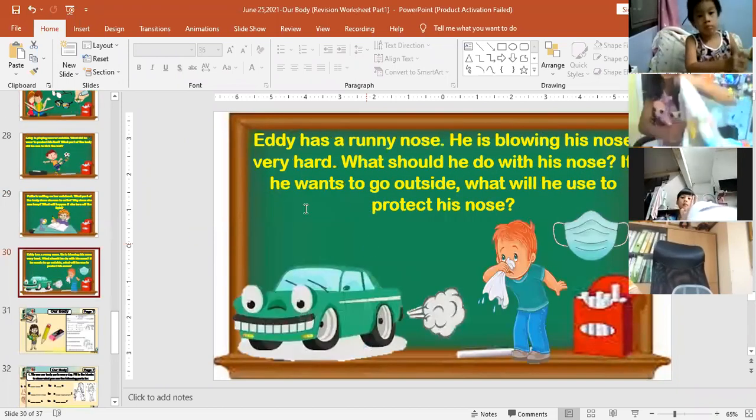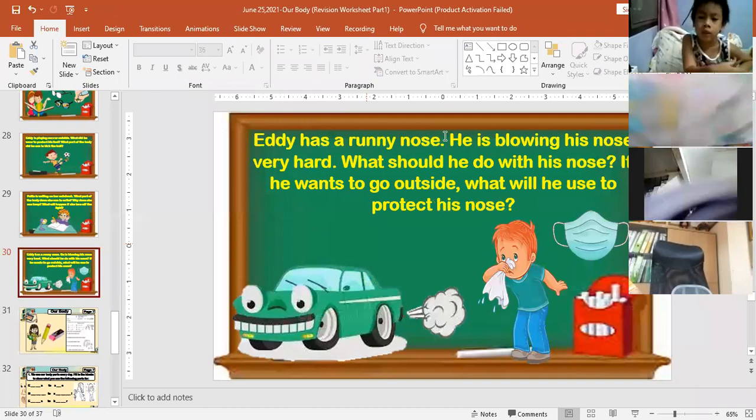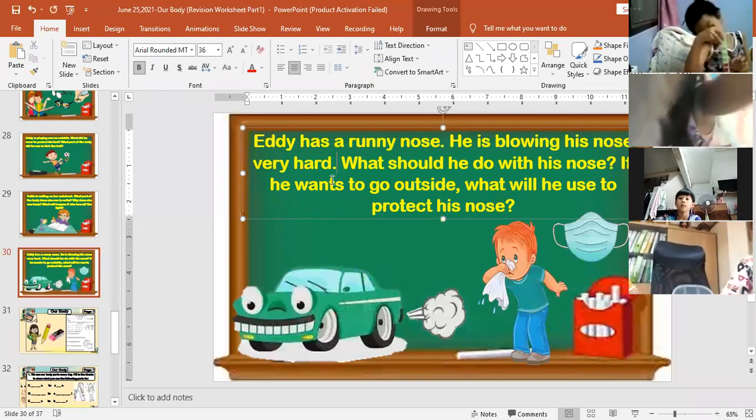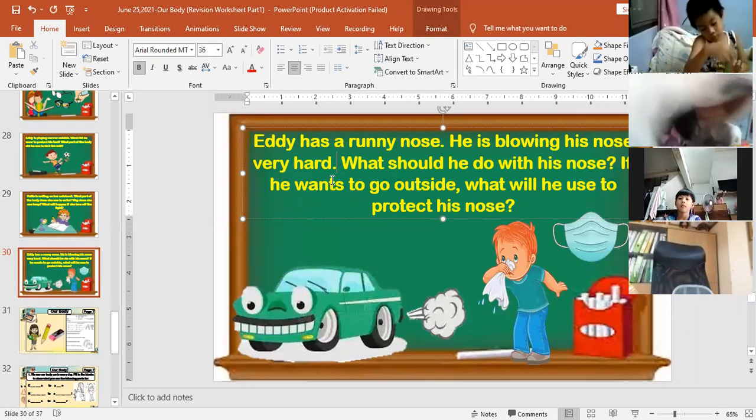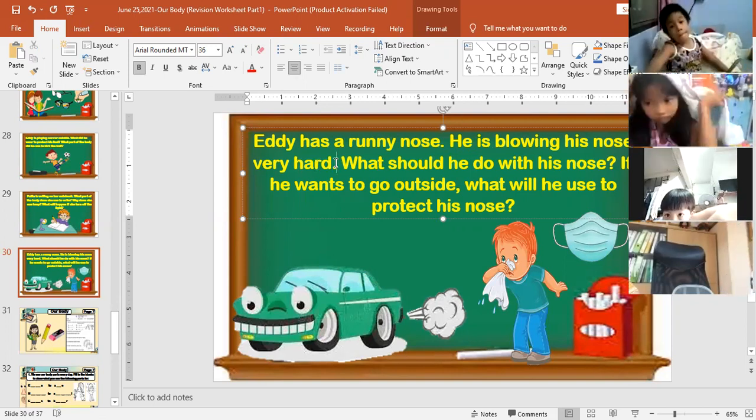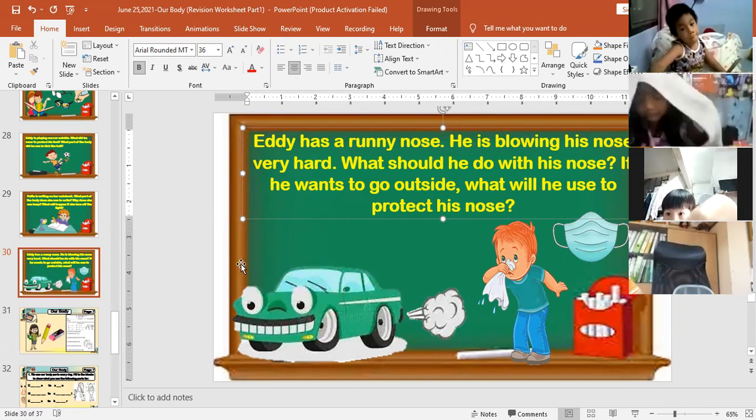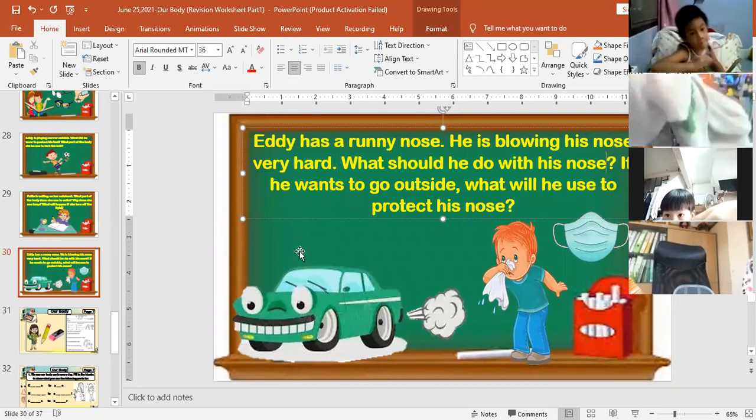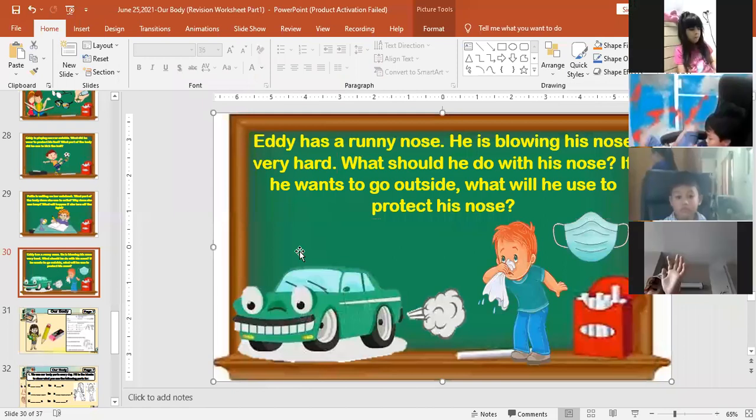Okay, another one. Eddie has a runny nose. He is blowing his nose very hard. Is that good? Yes or no? No. What should he do with his nose? If you have a runny nose, what will you use to wipe your nose?